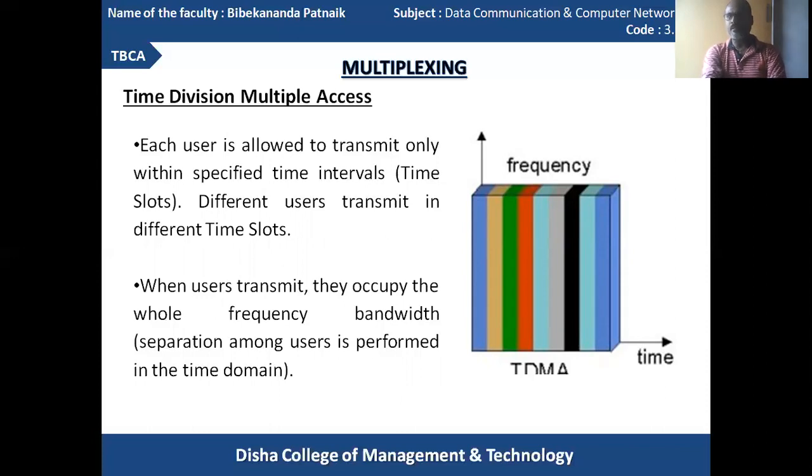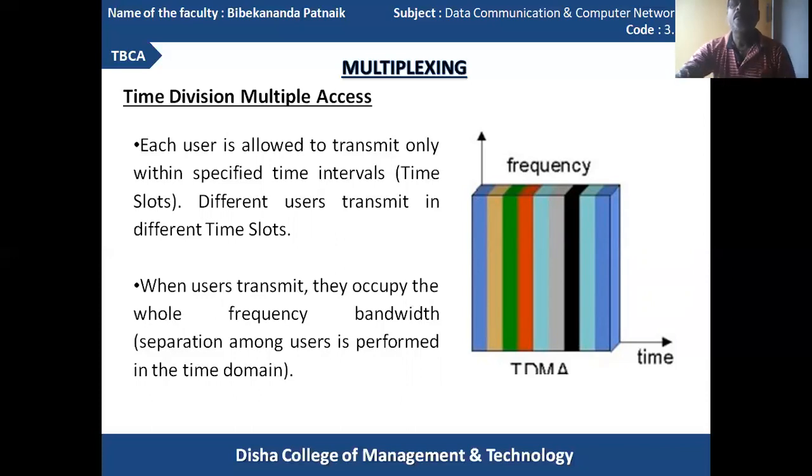As I said earlier, in TDM, that is time division multiplexing, every individual user should transmit its own data or signal in a specified time interval, that is called the time slot. And different users transmit in different time slots. So if more than one user is there in a system, every individual user has its own time slot through which they can transmit their data. When a user transmits, they occupy the whole frequency bandwidth, so the separation among users is performed in the time domain. So one user at a time can transmit data in TDMA, and that user can occupy the whole frequency bandwidth which is normally available in the communication network.